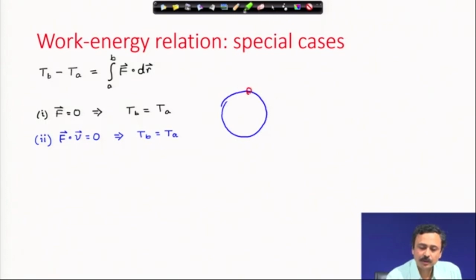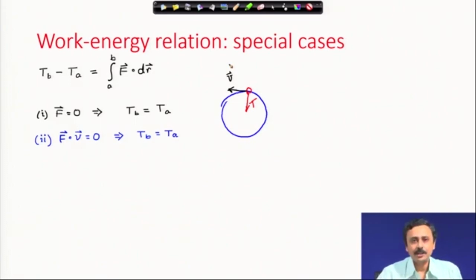Suppose this is the stone, then the force on the stone is the tension, and the velocity is perpendicular to it, therefore this tension will not do any work on the stone. Therefore, if the stone changes its motion, then it is not because of tension at least. If you neglect air drag, etc., then this stone is going to keep moving.